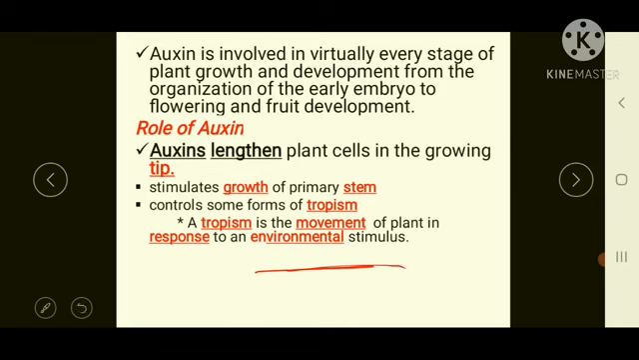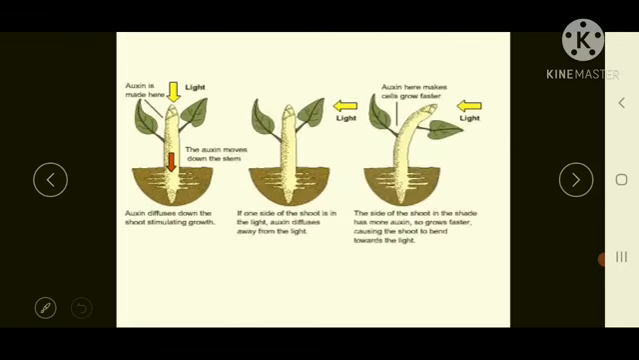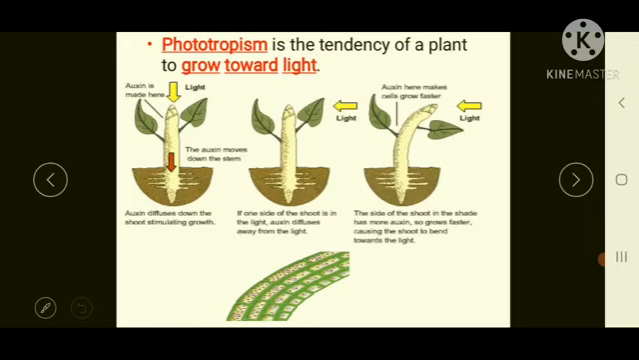Let us see the effects of auxin. The first tropism of auxin in the plant is phototropism. Phototropism is the tendency of a plant to grow toward light. The tendency of the plant toward the light is known as phototropism.